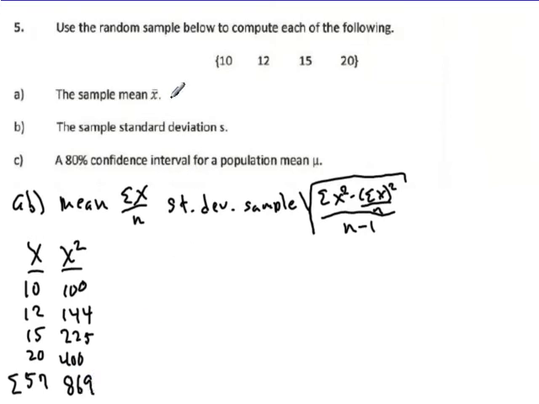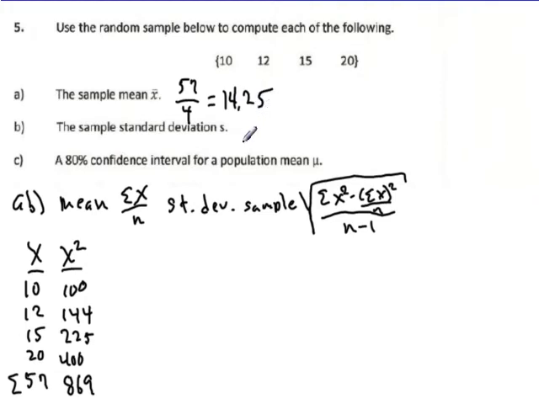So for part A, the sample mean is going to be sum x over n, which is 57 over n. The value of little n is the sample size, which in this case is 1, 2, 3, 4 data values. So if we take 57 divided by 4, I come up with 14.25 for my sample mean.